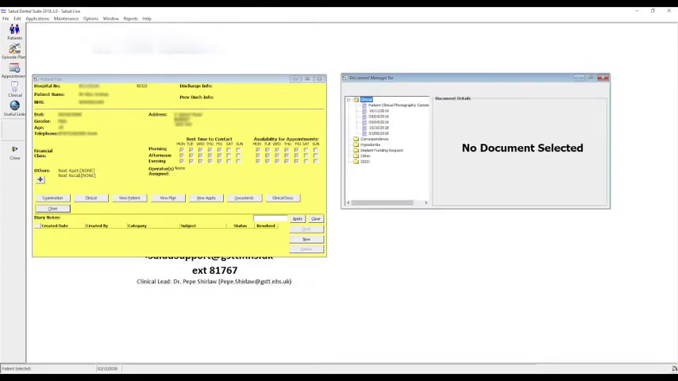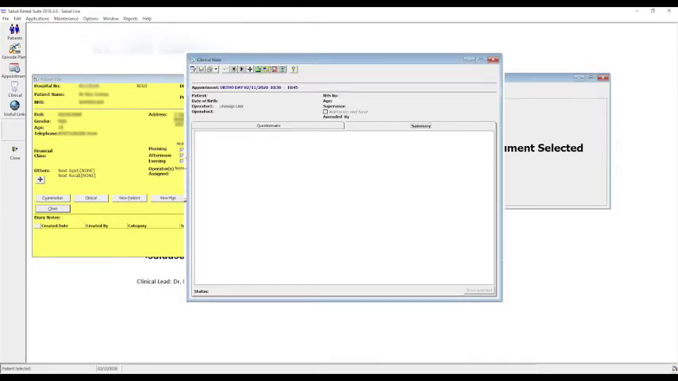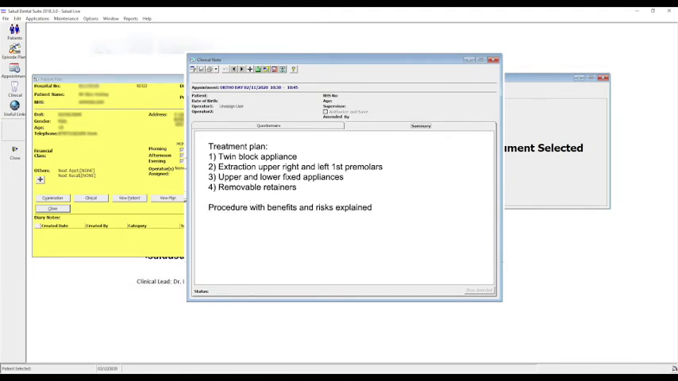The clinical notes should also document a summary of the treatments, that the procedure with the benefits and risks has been discussed, the leaflets that have been provided, and that consent has been gained from the patient or parent and the form has been signed.